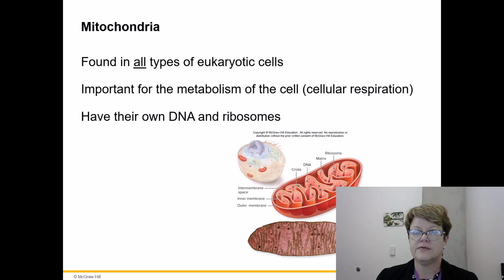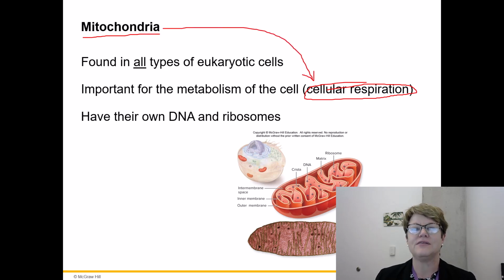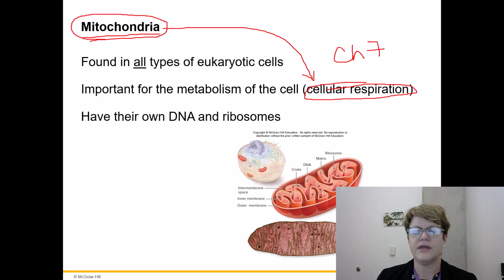So I want you to highlight the word cellular respiration. I know that you learned that mitochondria are the powerhouse of the cell, but we're going to kind of let go of that definition and put a bit of a more college level definition in, and mitochondria are where cellular respiration happens. I'm not going to give you any more definition right now because chapter 7 is all about cellular respiration. So for right now, we've just got a few things here that we want to learn, that mitochondria are found in all eukaryotic cells, and they're responsible for this thing called cellular respiration.